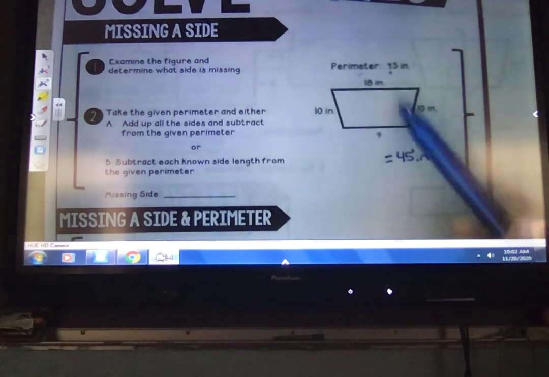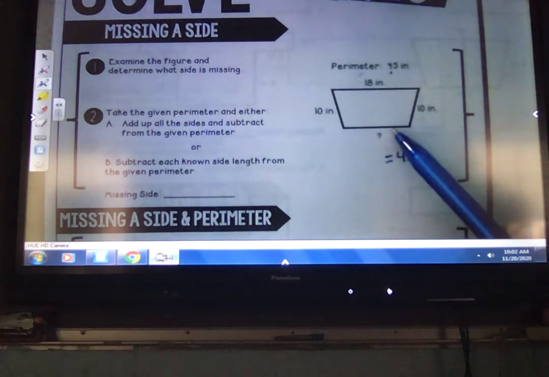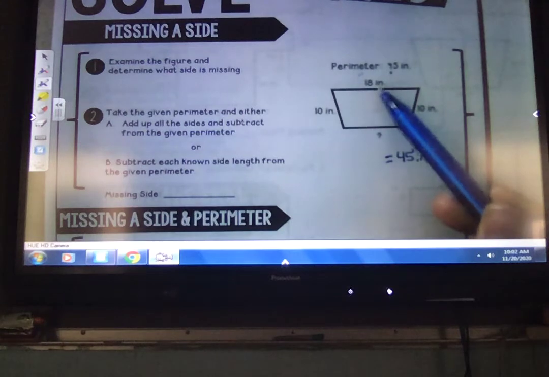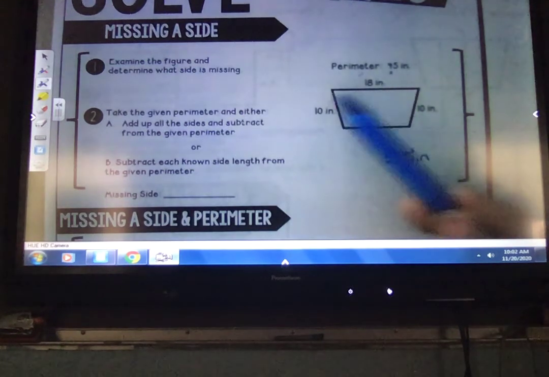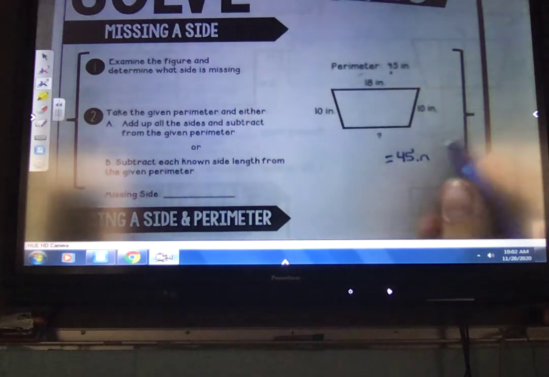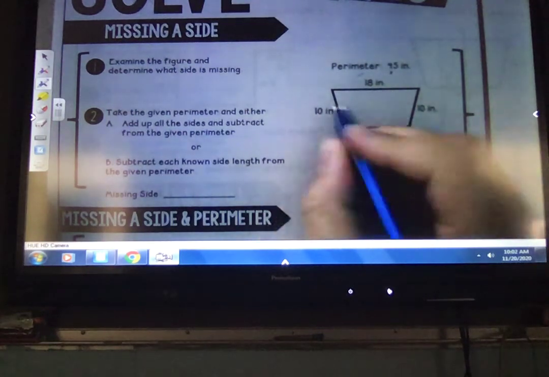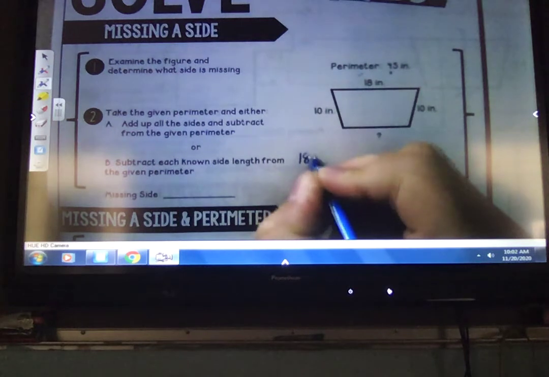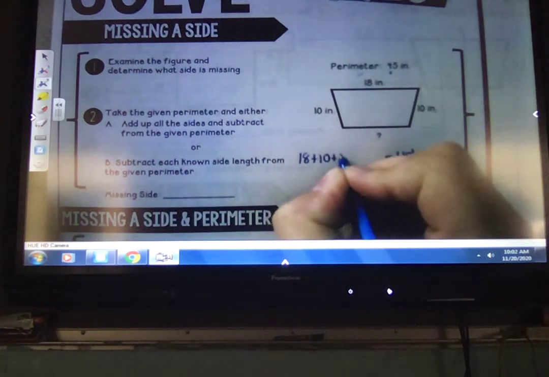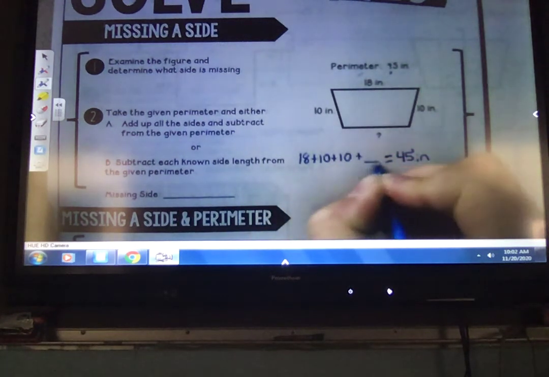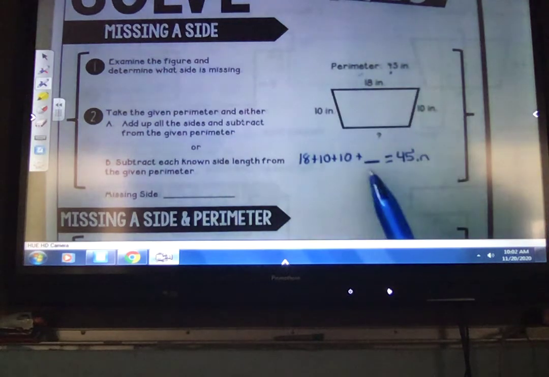This top side is longer, so I know that the number has to be smaller than 18 because I have the 18 and it's the longest side. So to get this answer, I'm going to have to put all of these numbers, 18 plus 10 plus 10 plus blank. We have a missing side here. So that's what that blank means. That's the question mark I'm trying to figure out. I'm trying to find this missing side.